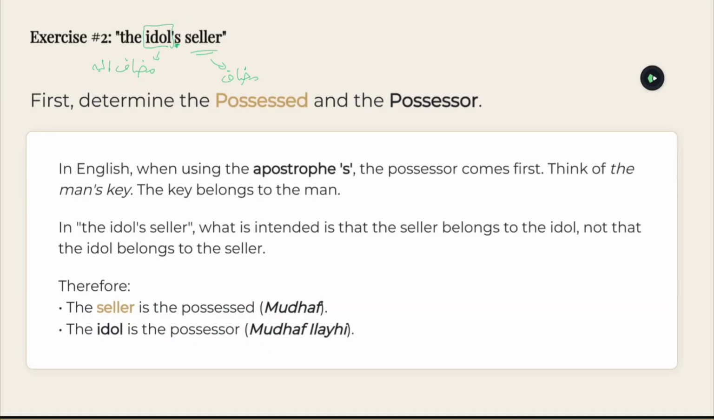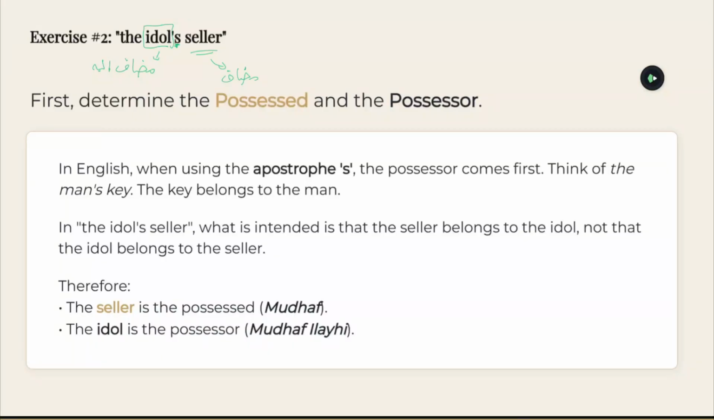Now, obviously, in terms of possession, you might think that doesn't make sense. But when we translate mudaf, mudaf ilayh as possessed and possessor, this is just to make things easier. Generally speaking, this phrase includes a possessed and a possessor, but not all the time. Like over here, the idol belongs to the seller. But in that English over there, the idol's seller, we switched the order. We said that the seller belongs to the idol. That is what's being said over there. Because I told you the apostrophe S enters upon the mudaf ilayh in English. Therefore, the idol is the mudaf ilayh. The seller is the mudaf.